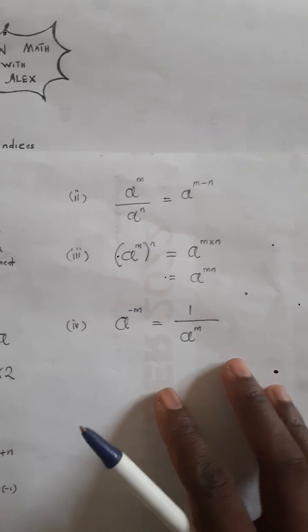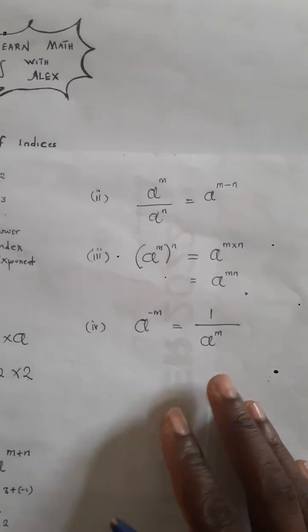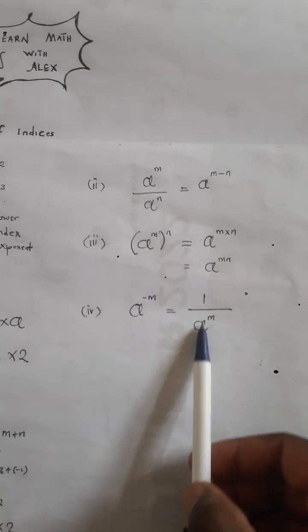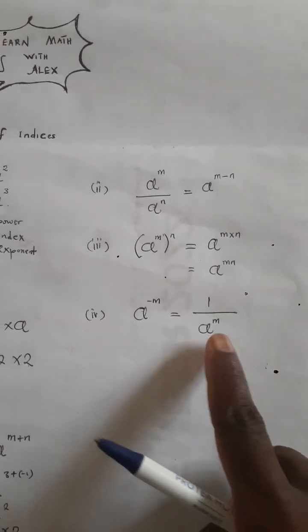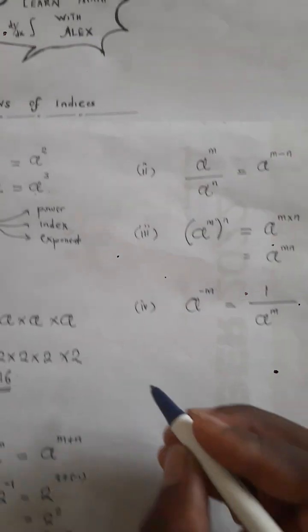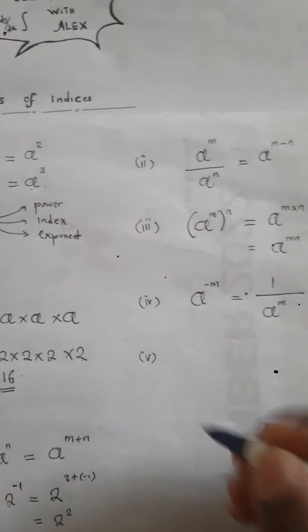So when we get to the application of indices, sometimes we may need something like this, sometimes we need something like that. Sometimes we'll be forced to take something that is written in this way and take it in that way. So let's move on to the fifth one. I hope that one is clear, friends.